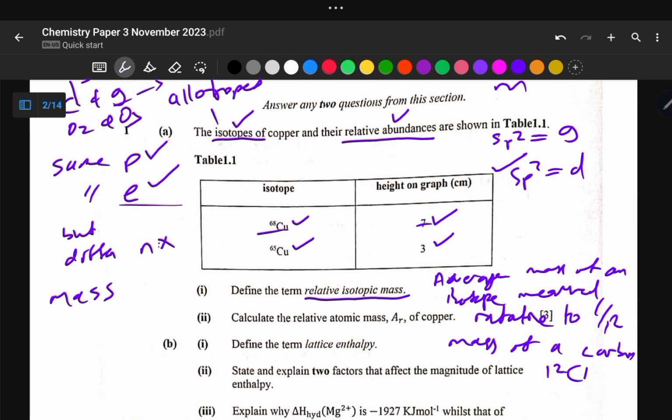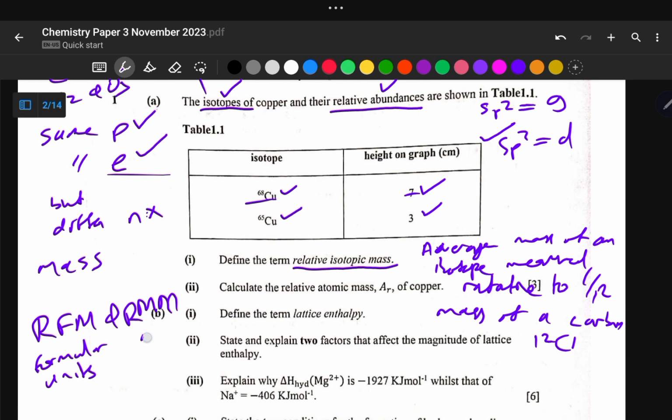You should know the definitions of relative atomic mass, relative isotopic mass, relative formula mass, and relative molecular mass, and also Avogadro's law. You should know the difference between relative formula mass and relative molecular mass. Here we're using formula units, and here we're using molecules.